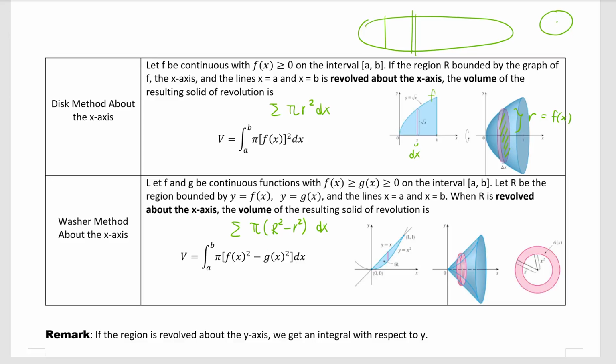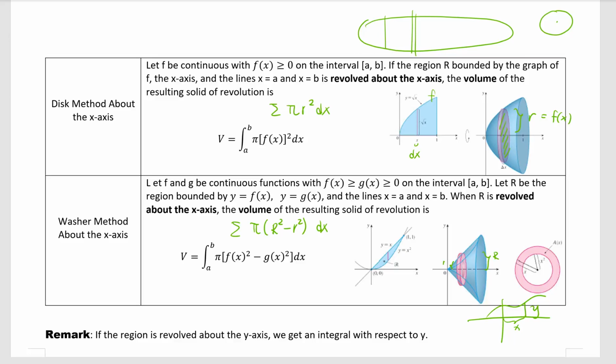So far, so good? Okay. If the region is revolved about the y-axis, we get an integral with respect to y. In this case, you see we have big R and small r, and they are vertical distances. Given any function, the vertical distance is y and the horizontal distance is x. So if you rotate about the y-axis instead of the x-axis, your formula is going to change. You replace the x by y.